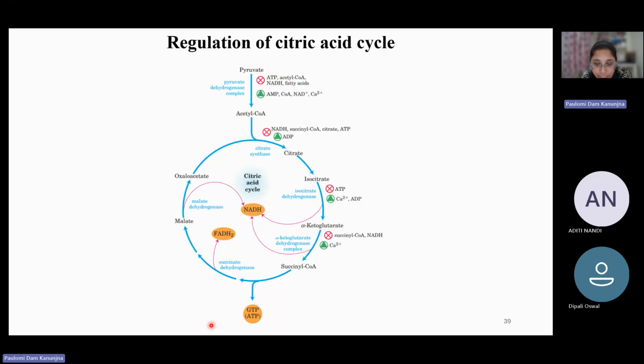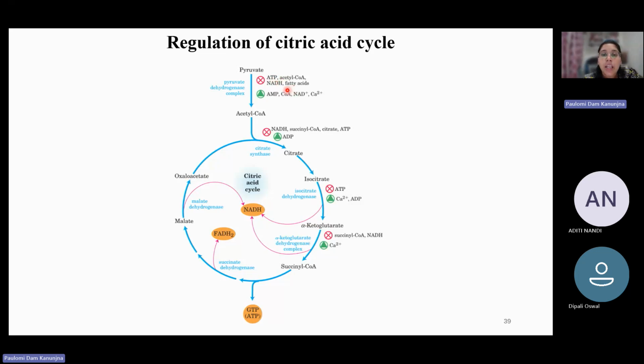And then all this reaction took place. Now, there are some key checkpoints where the citric acid cycle is regulated. What does it mean? It means that at these steps, the decision to go ahead or not is taken based on the concentration of the products in the cell, or the intracellular concentration of these components.